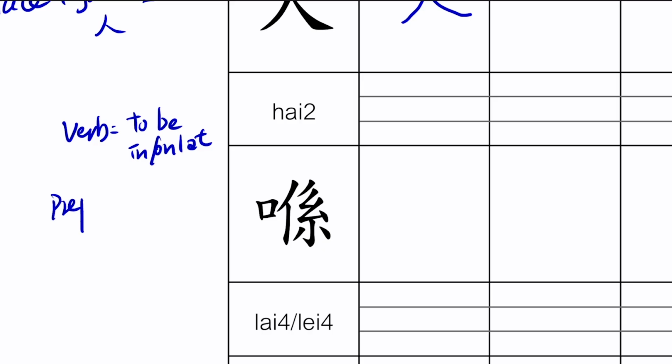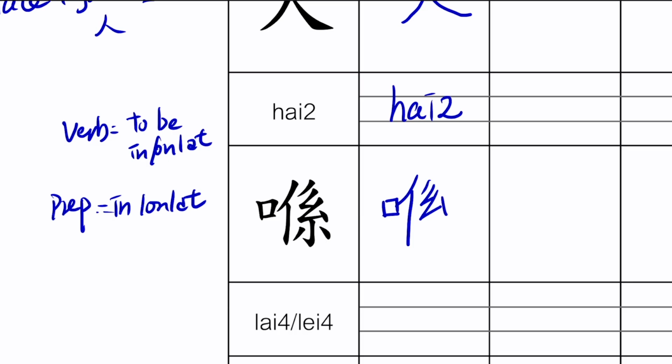係. If this is a verb, it means to be in, on, at. If this is a preposition, it means in, on, at. 係 rising tone, H-A-I tone 2. This is a Cantonese character, so it is mouth radical 直橫直橫, and then a human 撇直撇撇剔撇剔點直勾點點.